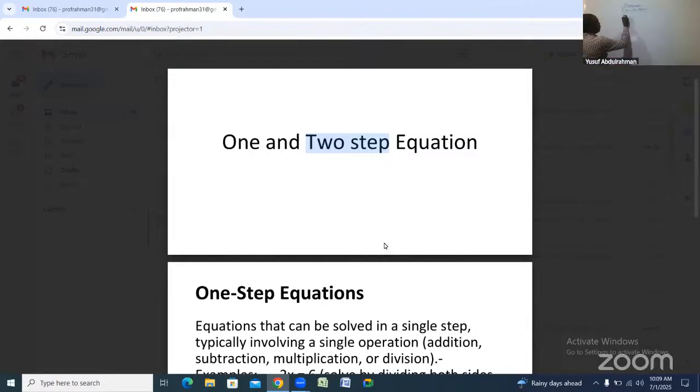Now, if you are given x plus 5 equals 10, this is a one-step equation because I said those are equations that can be solved in a single step, typically involving a single operation. Now, the single operation we have here is what? Addition. Can you see? This is addition. Now, to be able to solve a one-step equation involving the operator addition, that is plus.